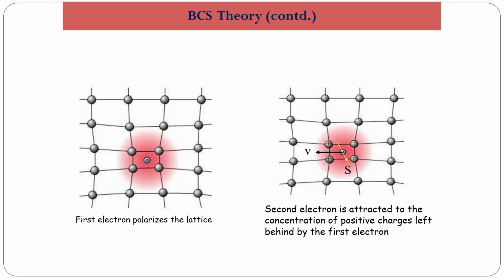This is a schematic representation of what I said: the first electron actually polarizes the lattice. The reddish region that you see is like a positive charge, and another electron is attracted towards this concentration of positive charge left behind by the first electron.